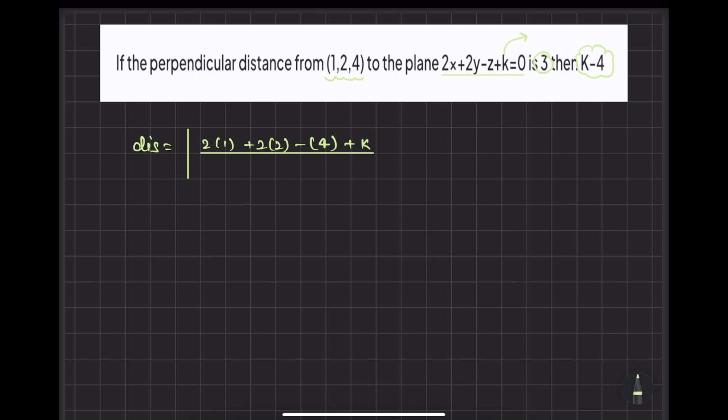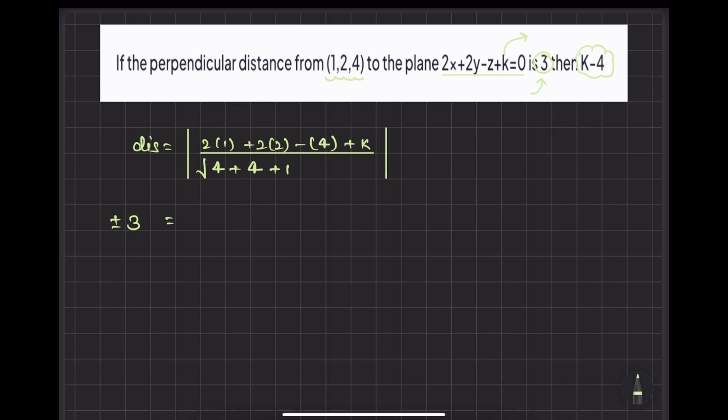So a is 2, so 2 square is 4, b square is 2 into 2 is 4, and then minus 1 is 1. So this is your perpendicular distance according to us. According to us, the perpendicular distance is this, but according to them, the perpendicular distance is 3. You know that you have to deal with mod, so if we remove mod, you will have plus minus 3. I hope this is clear.